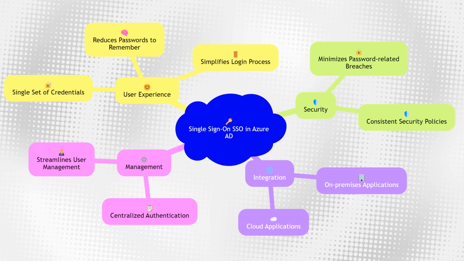With SSO, users can access multiple applications with a single set of credentials, reducing the need to remember multiple passwords. This not only simplifies the login process, but also minimizes the risk of password-related security breaches. SSO integrates seamlessly with various applications, both on-premises and in the cloud, providing a unified authentication experience. By centralizing authentication, SSO helps organizations enforce consistent security policies and streamline user management.